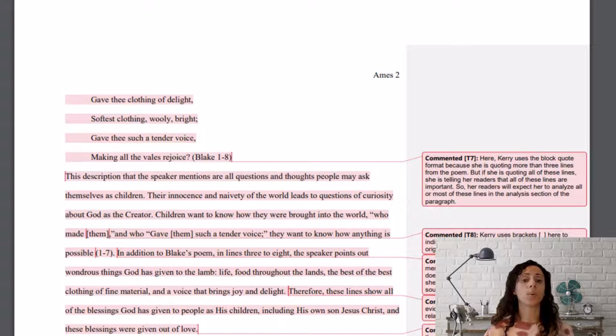In addition to Blake's poem, in lines 3 to 8, the speaker points out wondrous things God has given to the lamb: life, food throughout the lands, the best of the best clothing of fine material, and a voice that brings joy and delight. Therefore, these lines show all of the blessings God has given to people as his children, including his own son, Jesus Christ, and these blessings were given out of love.